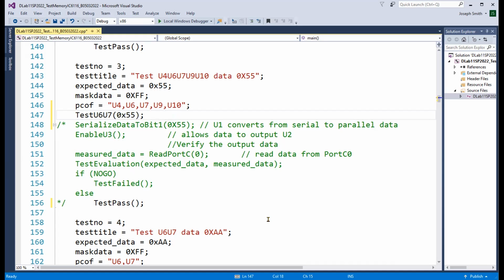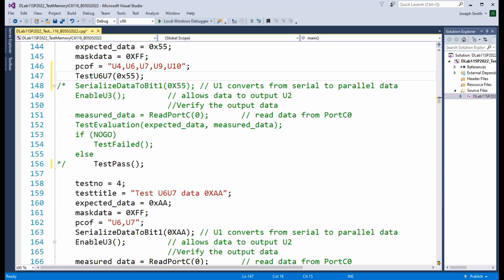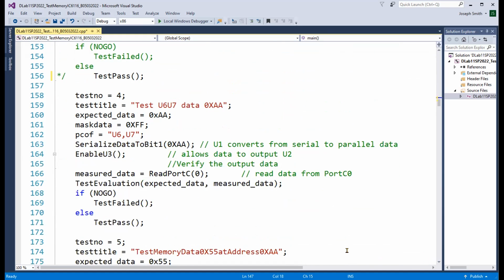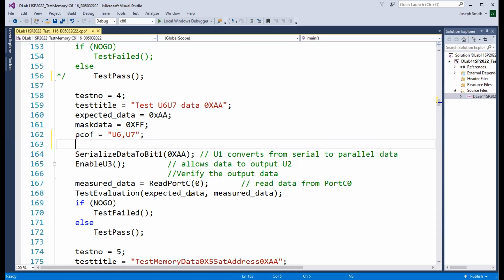And then when you go into step number 4, okay, test number 4. After the line 162, after that line, add the same line that you did for 67. Okay, so data will be changed 08 AA.